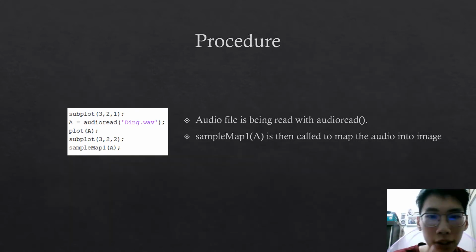First thing, this is loading the audio. First, we will use a plot. This one is to actually show how the image looks. Then we read using audioread, and after that we plot it, and then we call the sample map 18. This is the function that will be used to map the audio into an image.